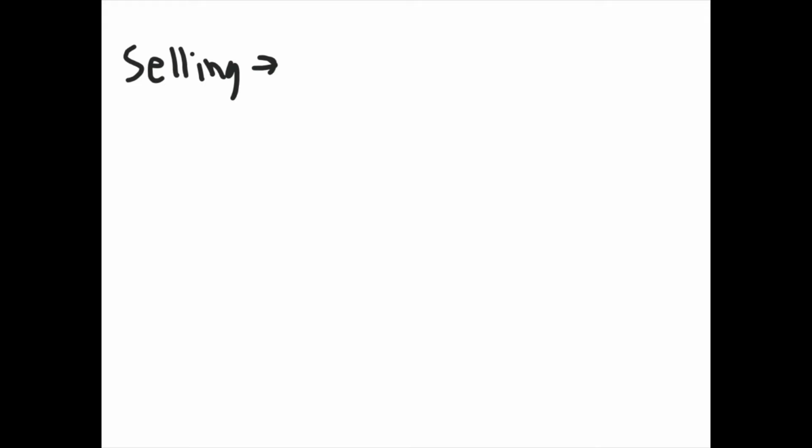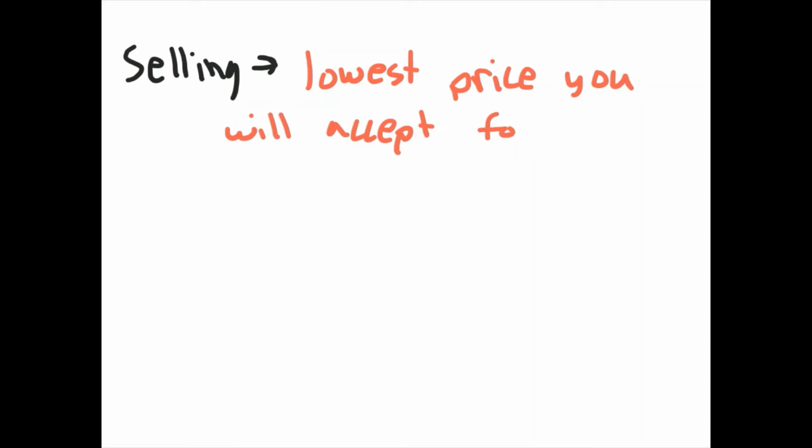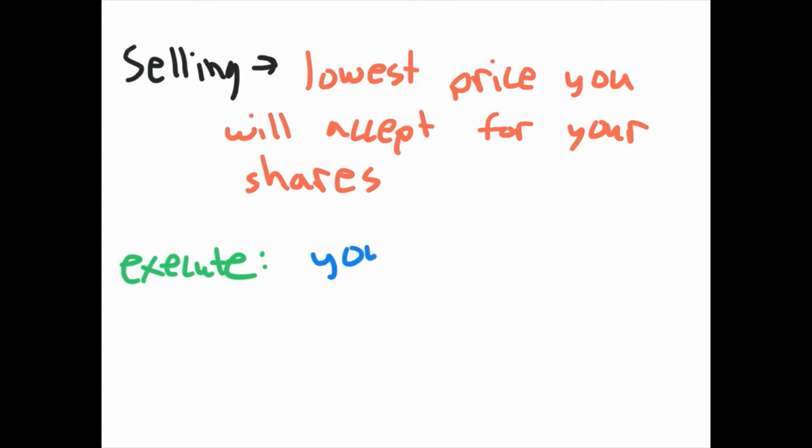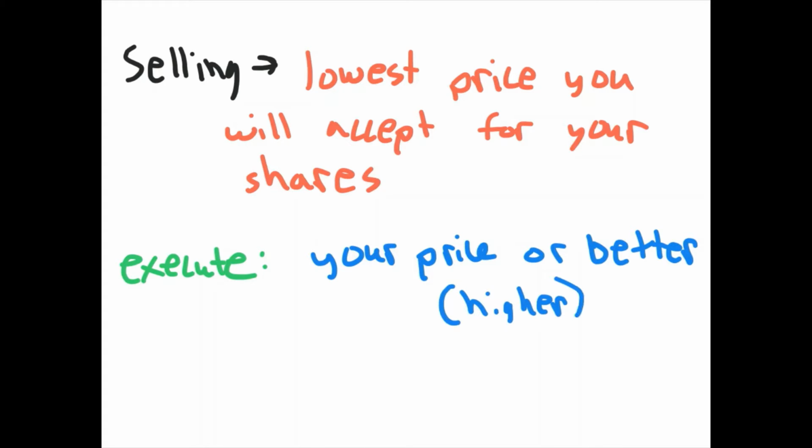Now, let's say we're selling. We're specifying to the market the lowest price we're willing to accept for our shares. And since we're selling, we want a higher price. So this will execute if we can get that price or better, which would be a higher price than our limit.